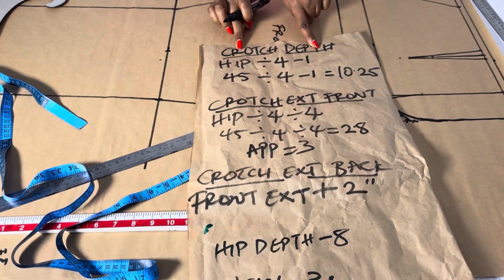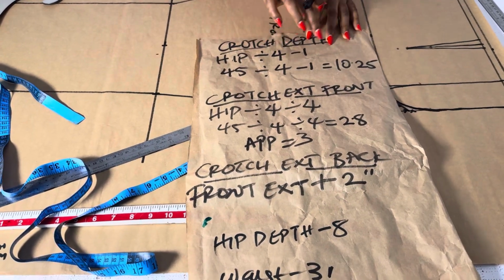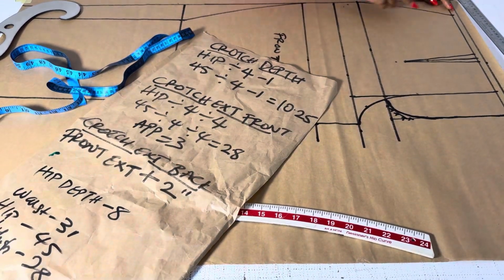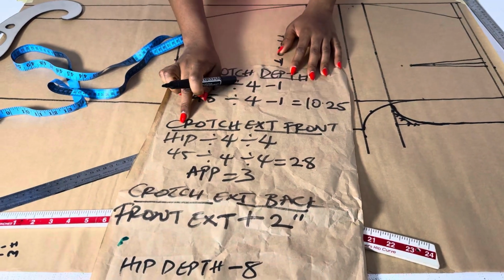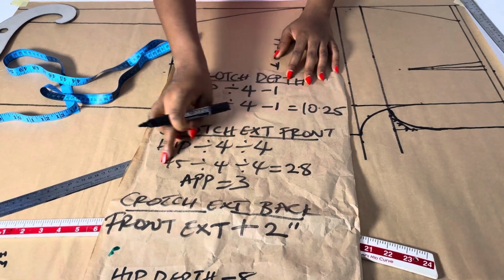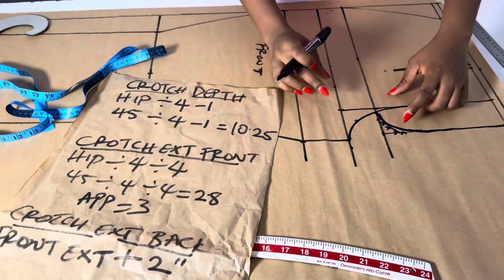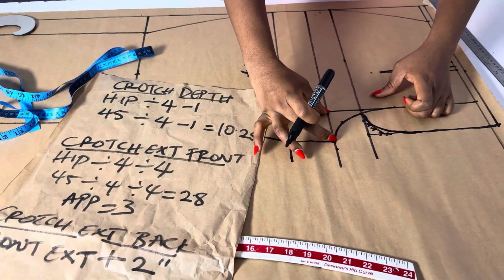So we're going to be doing a quick recap, okay? To get your crotch depth is hip divided by 4 minus 1. Most people's hip depth for low waist is 8 inches, and high waist 10 inches for most people. Like I said, for your crotch extension for front, hip divided by 4 divided by 4. Whatever you get is your crotch extension for front.